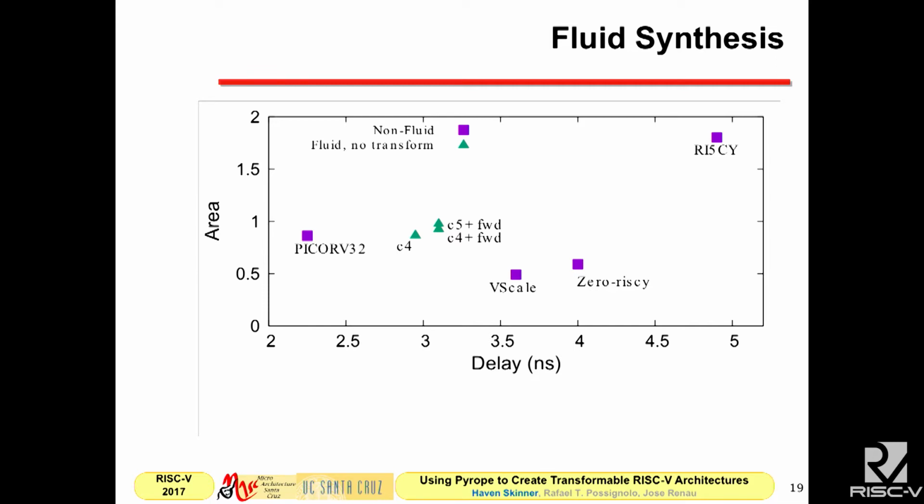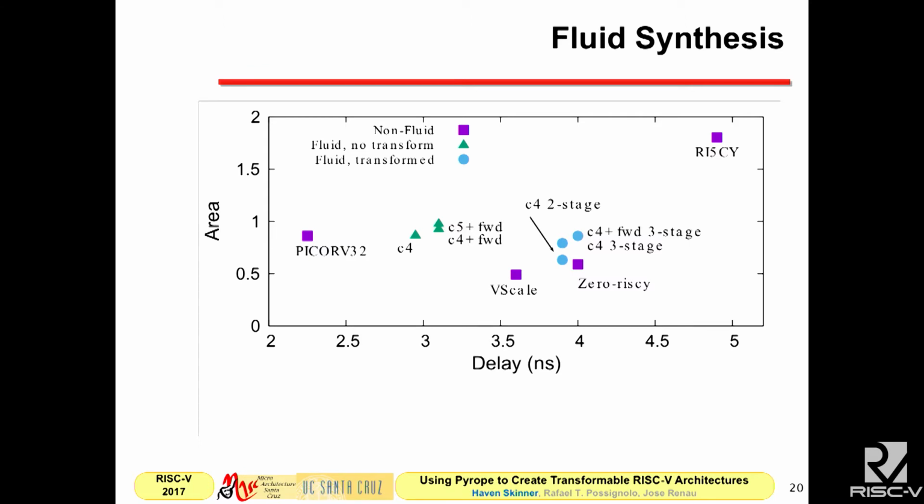This delay only looks at delay in terms of time. This doesn't look at CPI. Our CPI is a little bit higher than Pico compared to the delay. V-scale is 3-stage. Zero RISC-V is 2-stage. And so you can see it's a little slower in the delay, better in area. These cores, of course, were just made by me personally as well, using Pyrope.